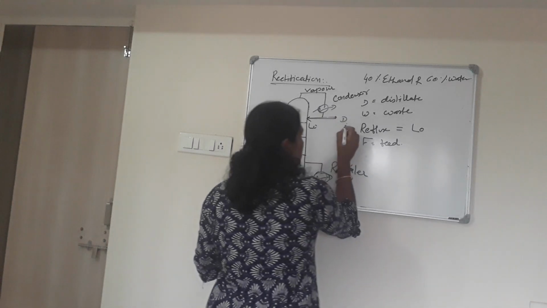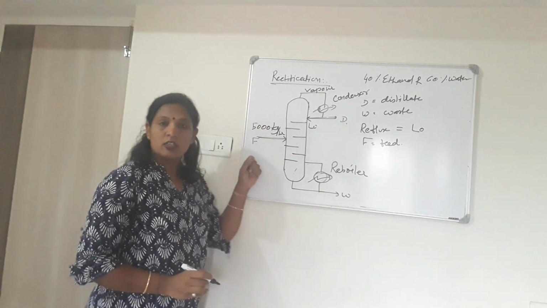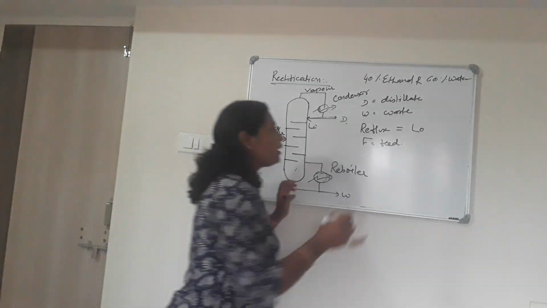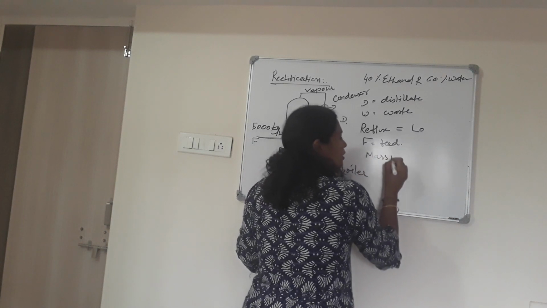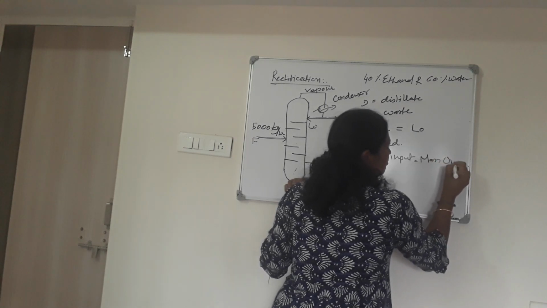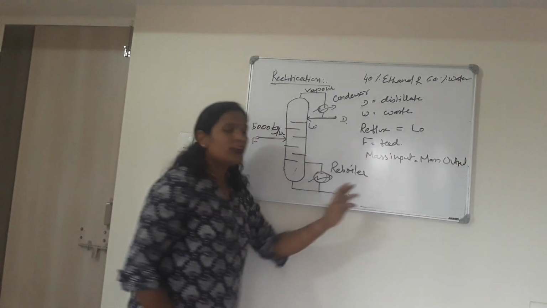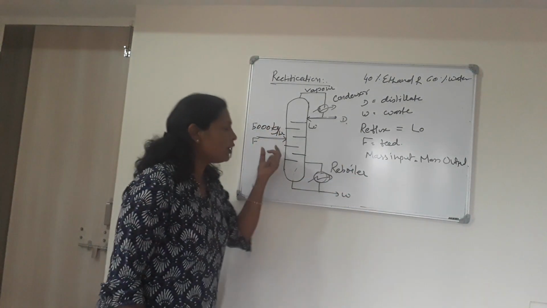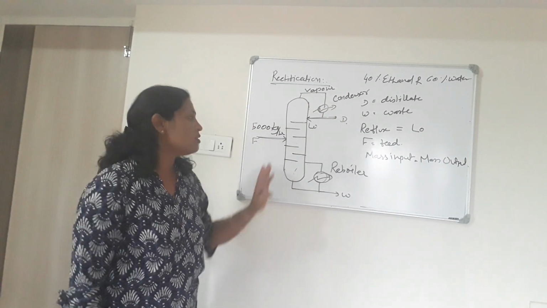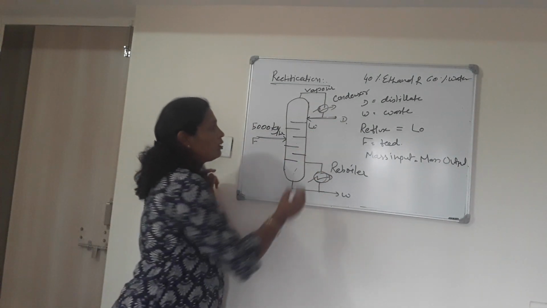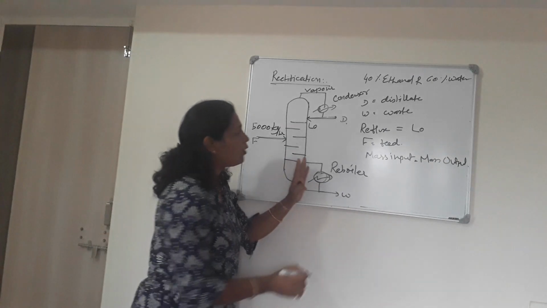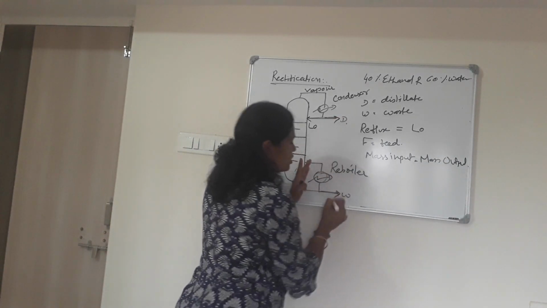So if we want to write the material balance equation over the distillation column, by applying the law of conservation of mass, mass input is equal to mass output. What does it mean? Whatever mass goes inside the distillation column will come out as the product. In this case, how many arrows are going in? One. How many are coming out? One is over here and the second one is over here.